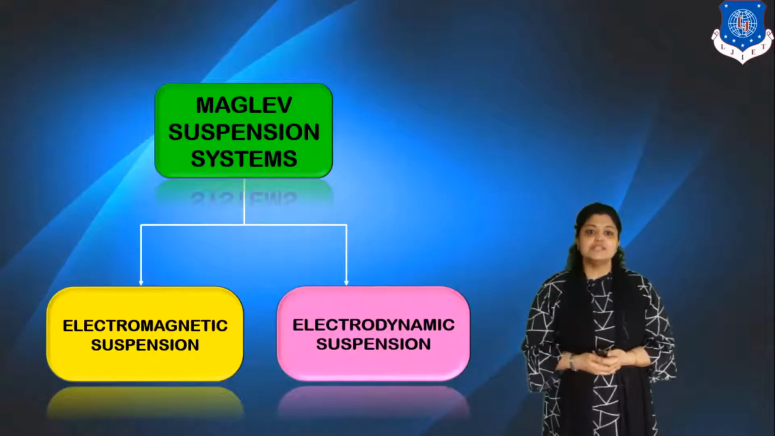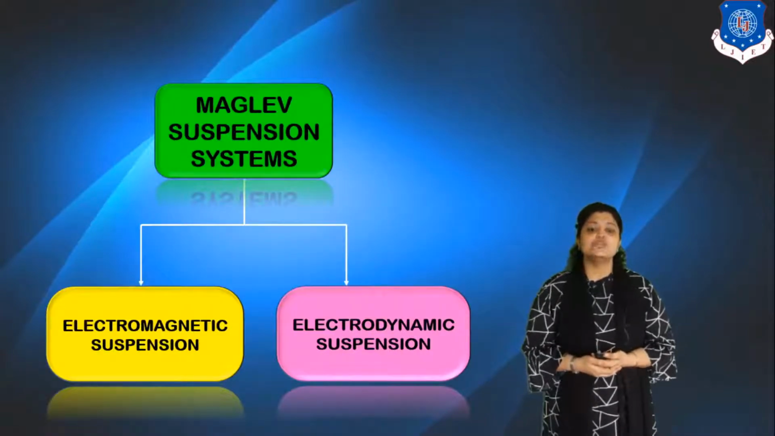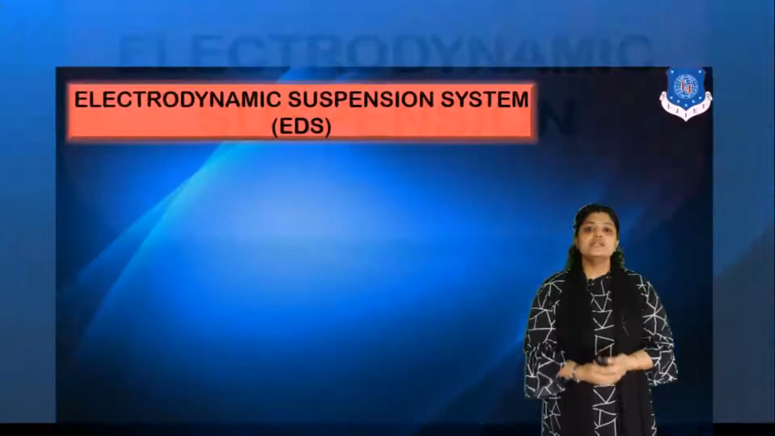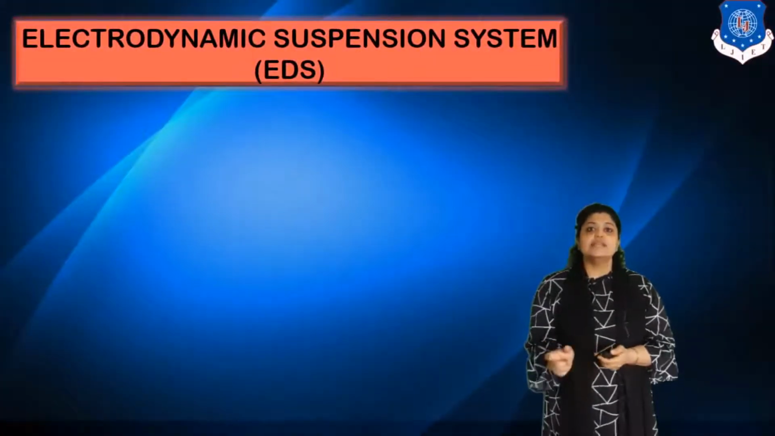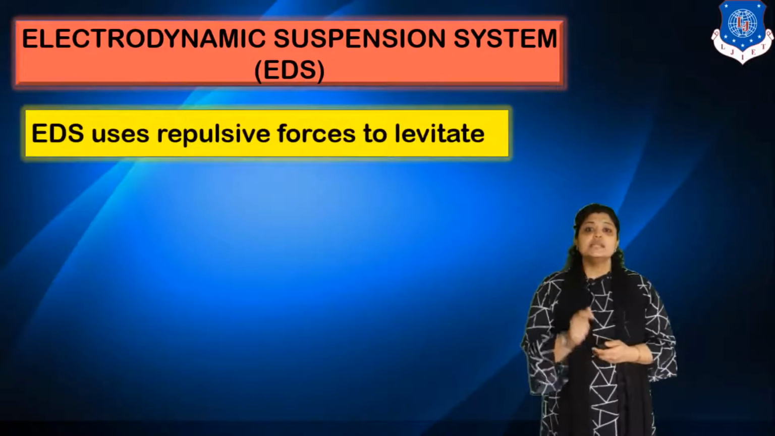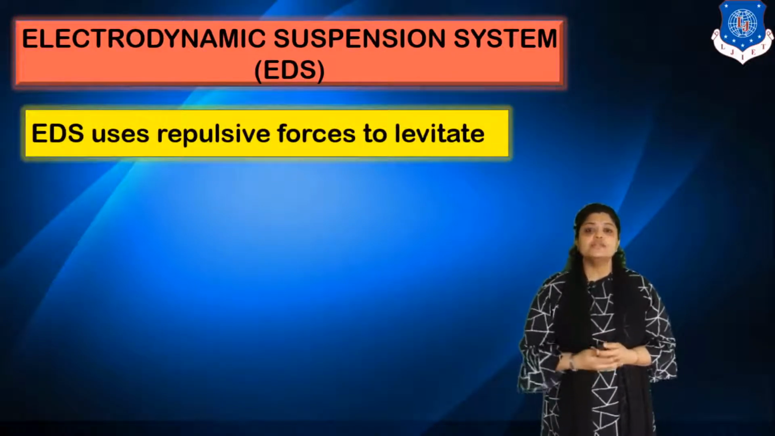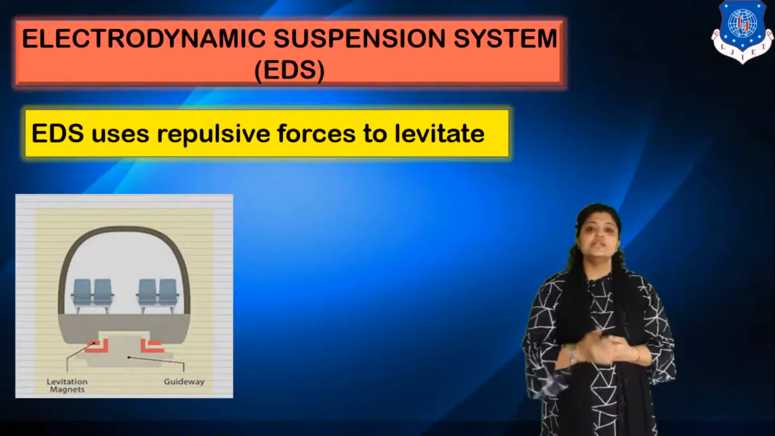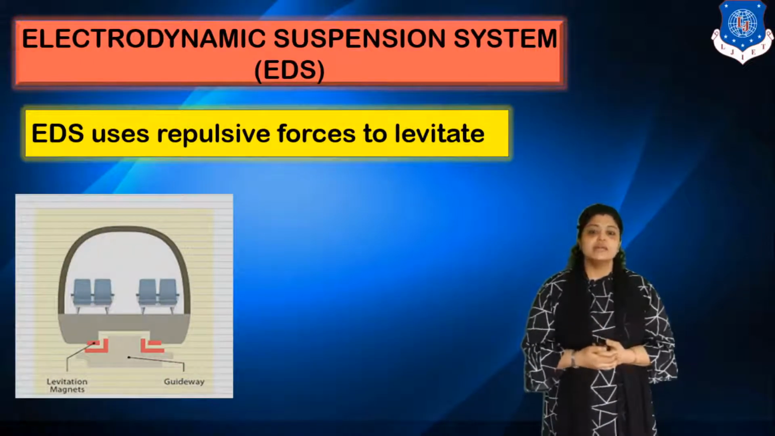The second type of suspension system is known as electrodynamic suspension. Now what is this electrodynamic suspension? It is commonly known as an EDS. This uses repulsive forces to levitate. So this is the construction of an EDS.